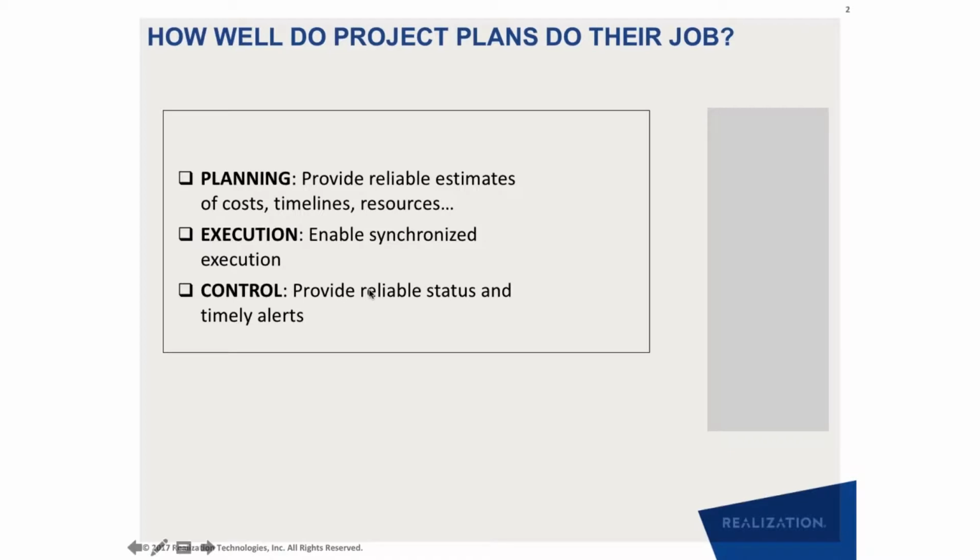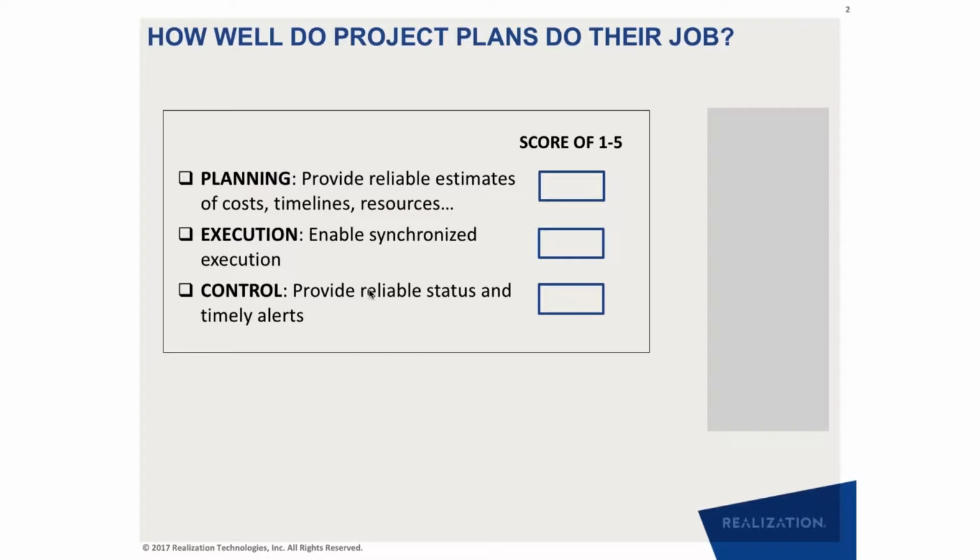Just to start with, I have a very simple question. If you were to score on a scale of 1 to 5 how well project plans do their job. First of all, when we think about project plans, a lot of times in people's minds the job of planning is only to provide reliable estimates of cost, timelines and resources. But for execution, people assume that you will never use the plan anyway. Execution is going to happen through spreadsheets, their own local schedules, checklists, to-do lists. For execution, people normally don't think that a project plan is going to do the job.